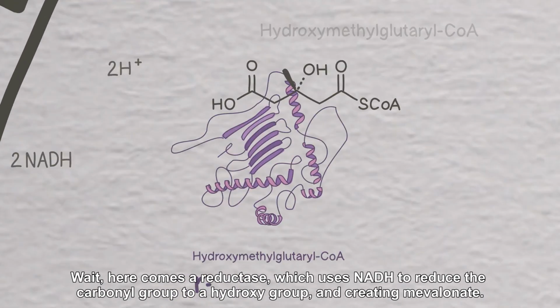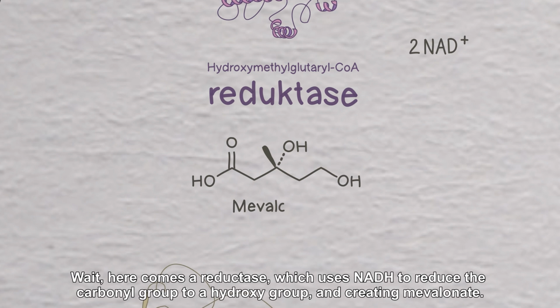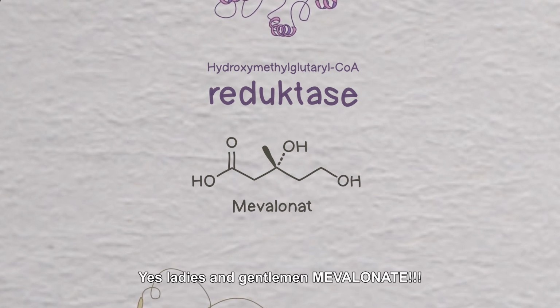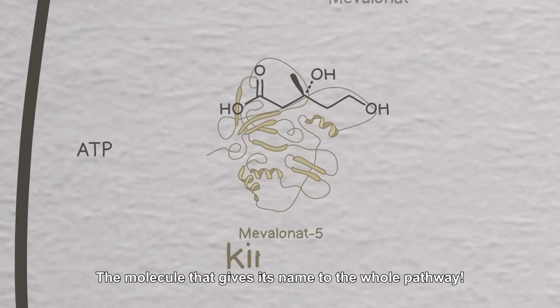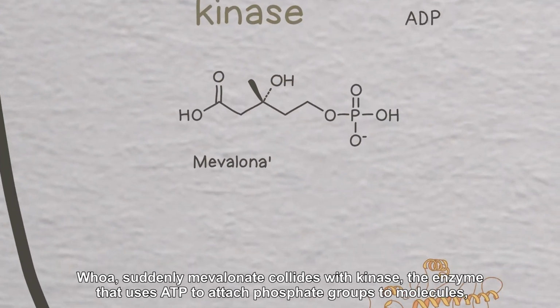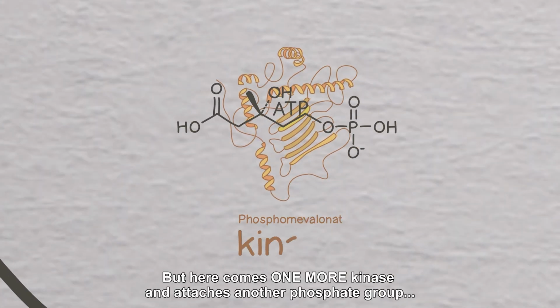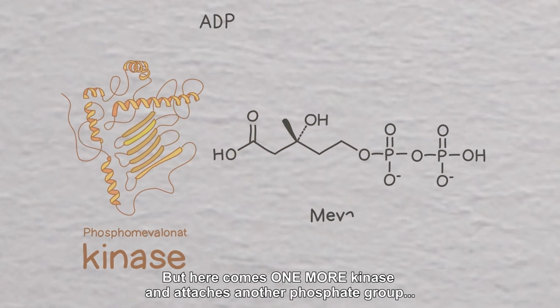hydroxymethyl-glutaryl-CoA. Wait, here comes a reductase, which uses NADH to reduce the carbonyl group to a hydroxy group and creating mevalonate. Yes, ladies and gentlemen, mevalonate, the molecule that gives its name to the whole pathway. Whoa, suddenly mevalonate collides with kinase, the enzyme that uses ATP to attach phosphate groups to molecules. So now we have mevalonate 5-phosphate. But here comes one more kinase and attaches another phosphate group.